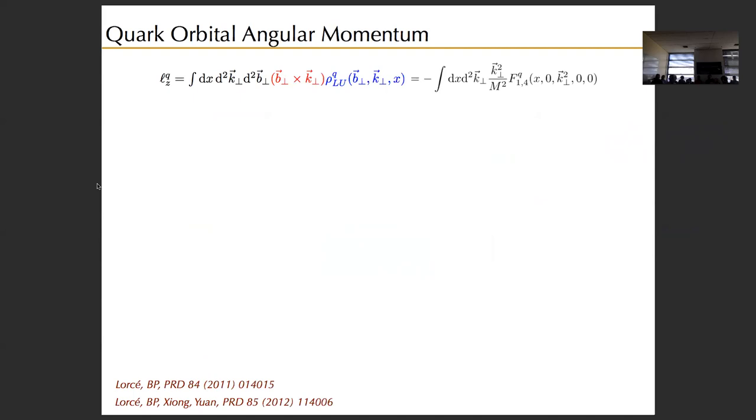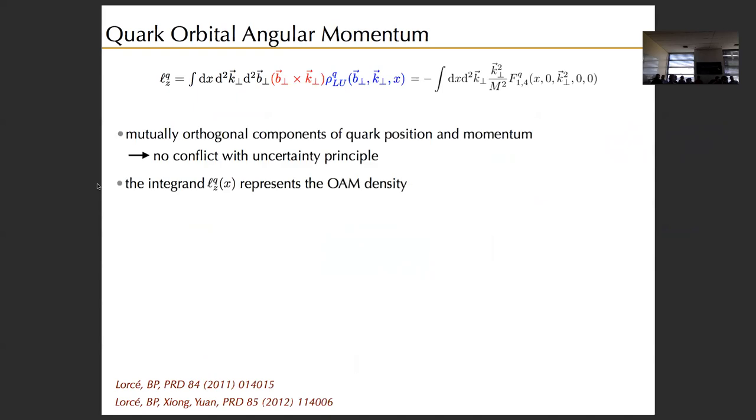So if you go to the language of GTMD, you have this sum rule, which was also presented to you this morning by Mark. This relation now involves components of b and k perp which are mutually orthogonal. Then you do not have a problem with the Heisenberg principle. You have b_x, k_y, and b_y, k_x. And also if you just look at the density in x, in terms of the longitudinal momentum, you can have for this object an interpretation in terms of orbital angular momentum density, which, for example, you do not have to take the integral of for the sum rule.